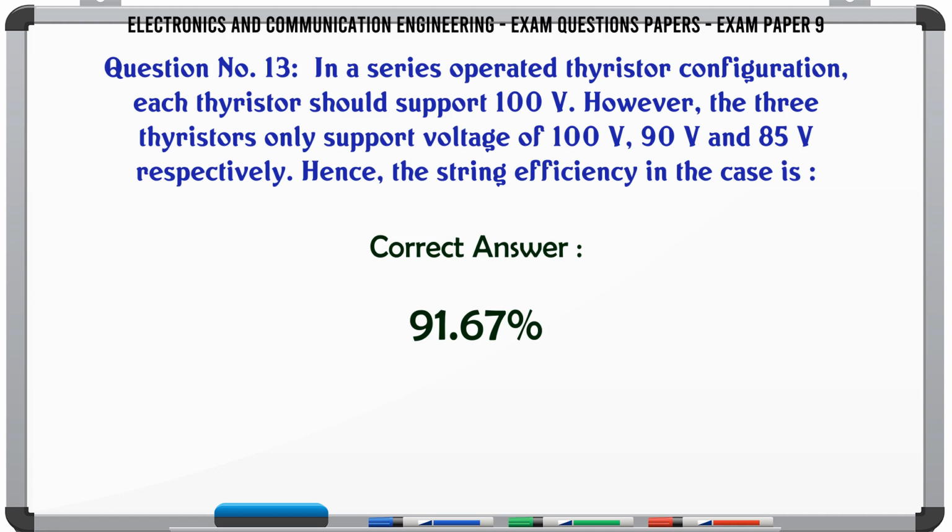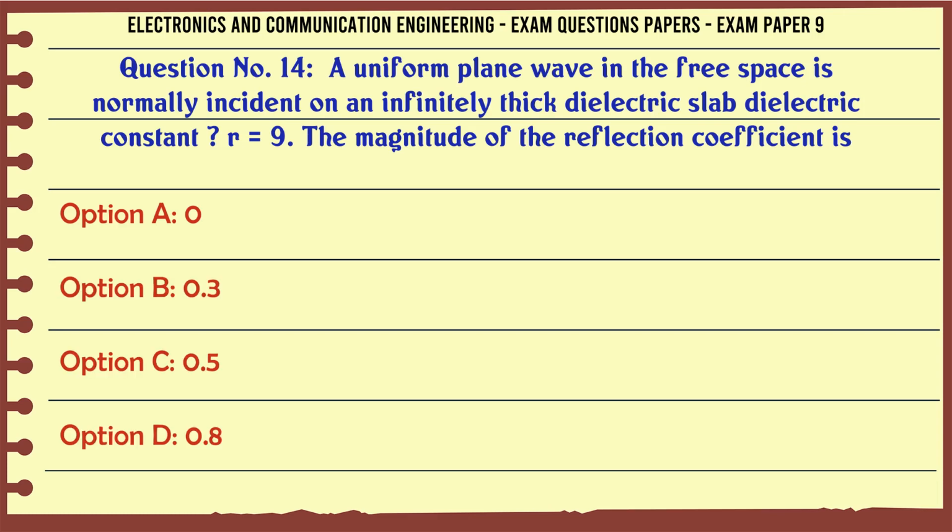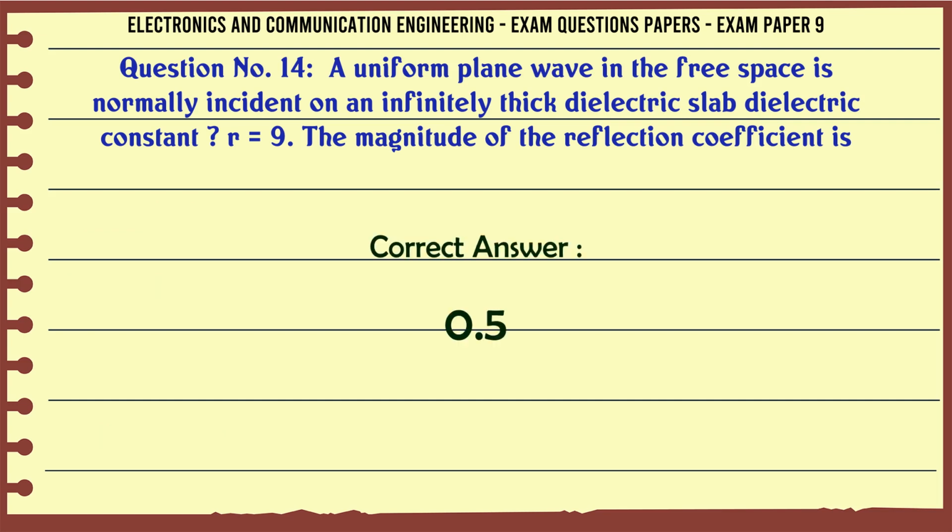91.67. A uniform plane wave in free space is normally incident on an infinitely thick dielectric slab with dielectric constant εr = 9. The magnitude of the reflection coefficient is A) 0, B) 0.3, C) 0.5, D) 0.8. The correct answer is 0.5.